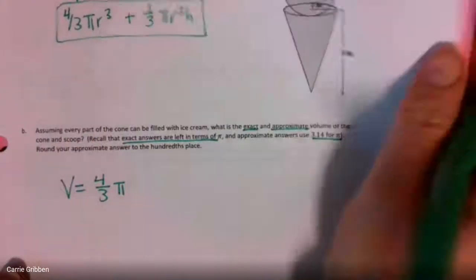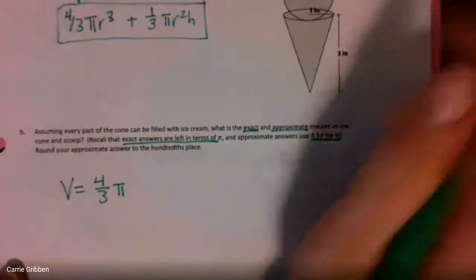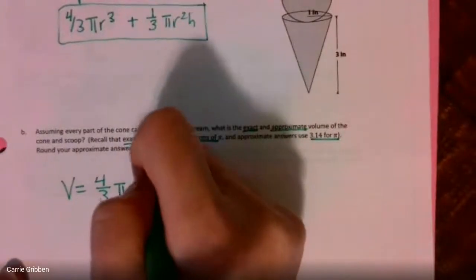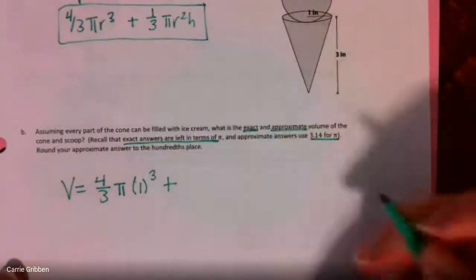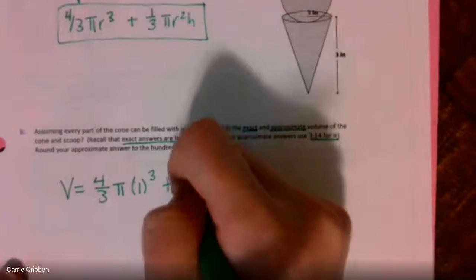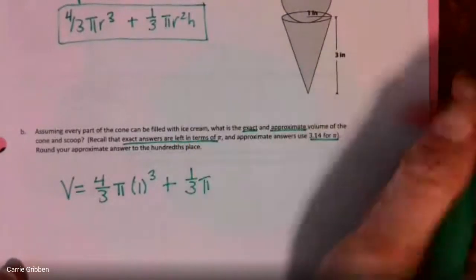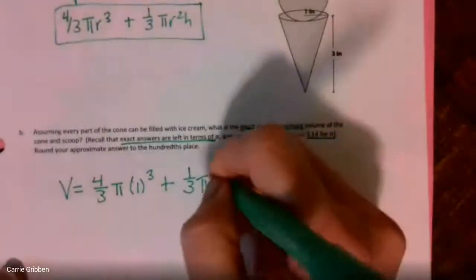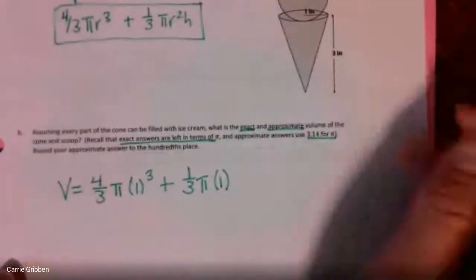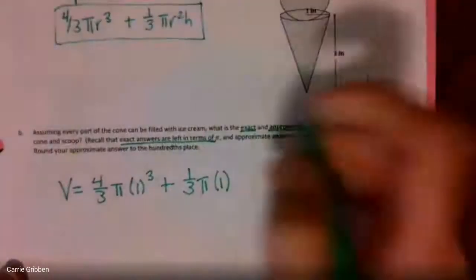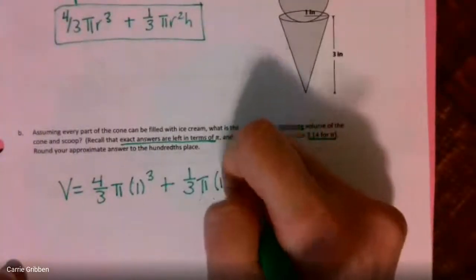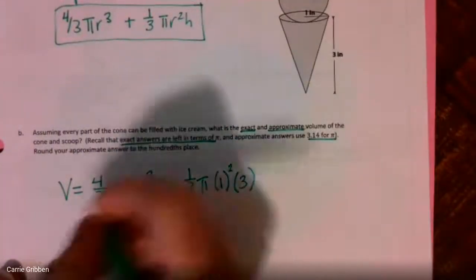What would be the radius? Well, the radius of that sphere is 1. Okay, 1 cubed. Plus, then it's 1/3, and then I'm still going to leave pi. What's the radius of the cone? Also 1. And the height of the cone is 3. 1 squared, 3. Okay.